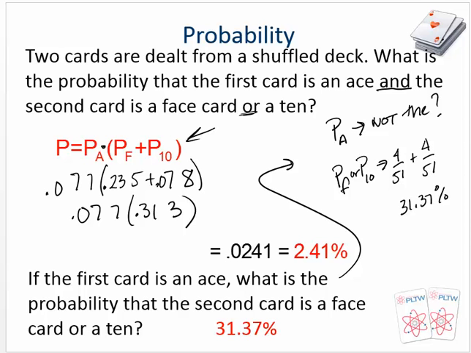All right, the second one here. If the first card is an ace, we don't have to find the probability of an ace. That's not the question. What all that's telling us now is instead of there being 52 cards, there's 51 cards. So this is an OR statement, which means we're going to add. So what's the probability of a face card? And it's not 4 out of 51. I just caught a mistake I made. There's 12 face cards in there. There are 4 10s in there, so it's 12/51 plus 4/51, which gives us 31.37% of the time you're going to pull out a face card or a 10 on that second draw.